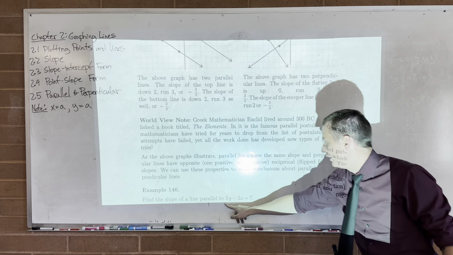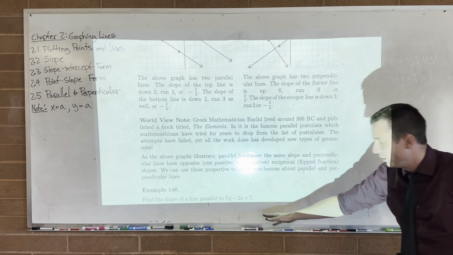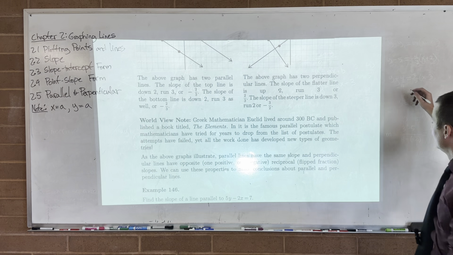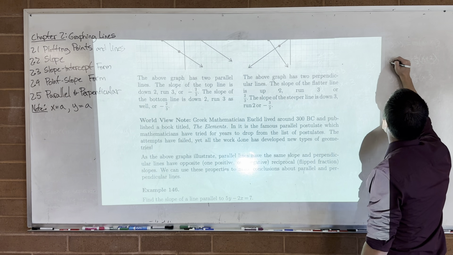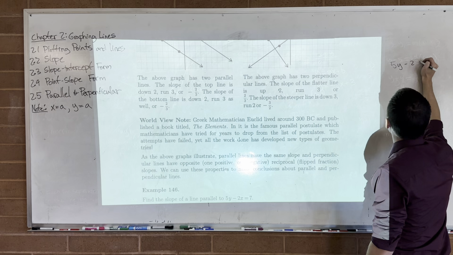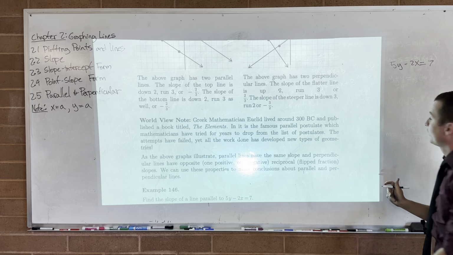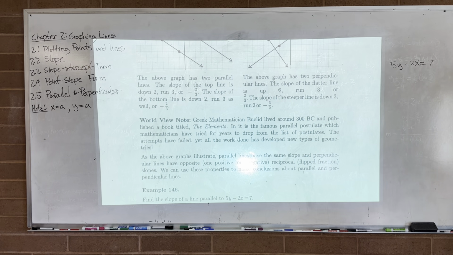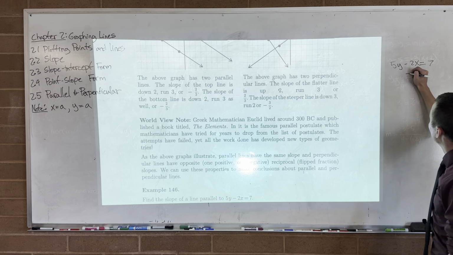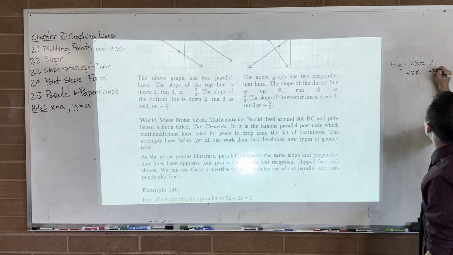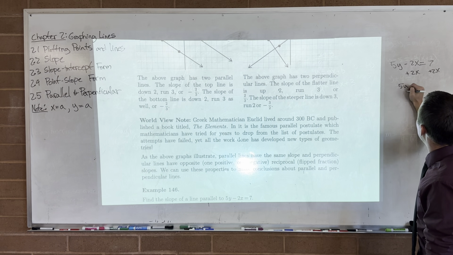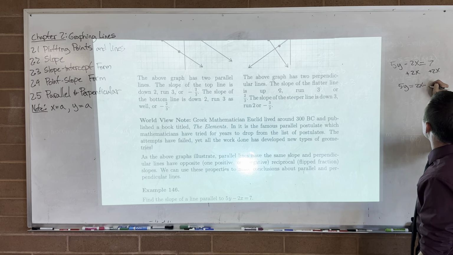Find the slope of a line parallel to this line. So here's some line. We have 5y minus 2x equals 7. Okay, what's the slope of that line? I don't know. Let's solve for y and figure it out. So what do we do first? Add 2x to both sides. Good. So we get 5y is equal to 2x plus 7.